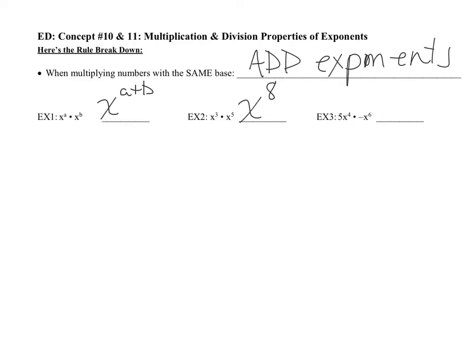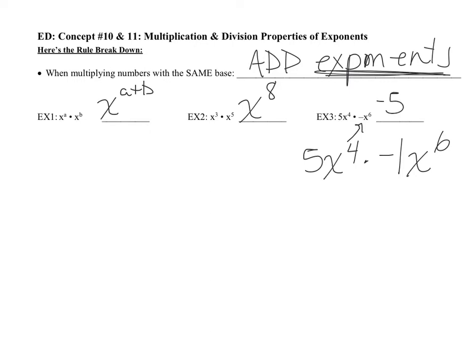The next one, keep in mind that that negative sign there, we're going to replace it with a -1. So this problem really is like 5x to the 4th times -1x to the 6th. Okay? Now, the rule is add the exponents. We're not adding everything because technically we're multiplying, right? It's repeated multiplication. 5 times -1 is just -5. And then you add your exponents. 4 and 6 is 10. So it's -5, x to the 10th.